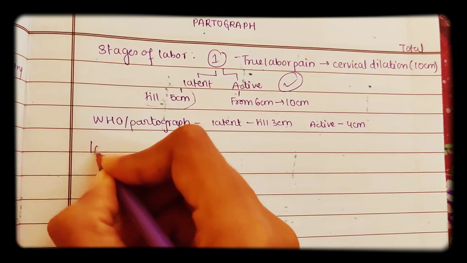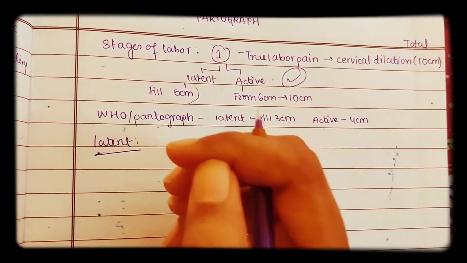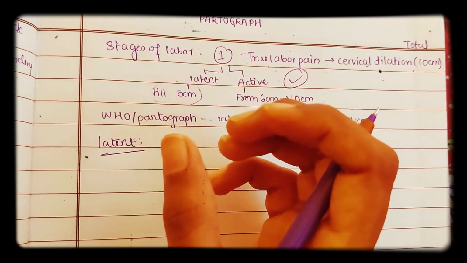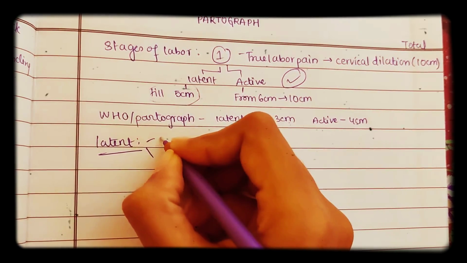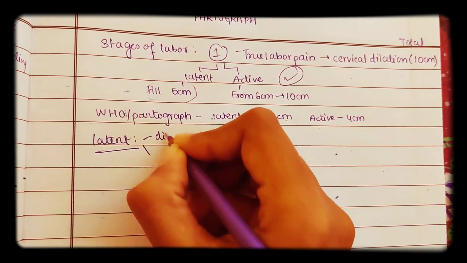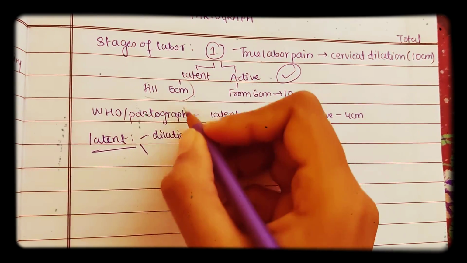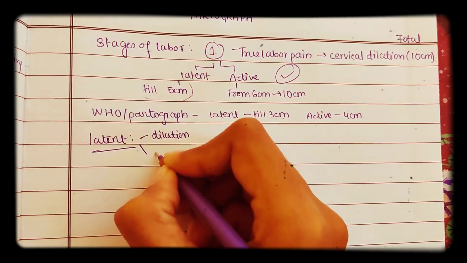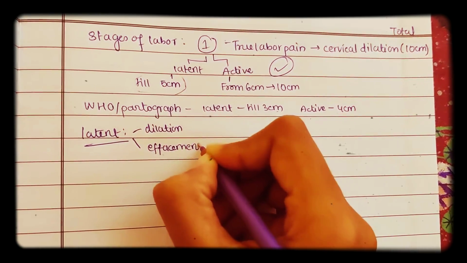Now let us discuss the latent phase in detail. Two main actions occur in the latent phase: dilation and effacement of the cervix. One is dilation, which will go up to 3 centimeters according to WHO, and normally about 5 centimeters, okay. And in the latent phase there is also effacement. We will understand what this word means, okay.